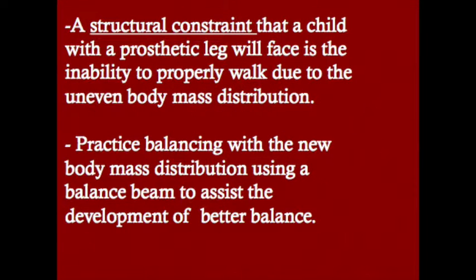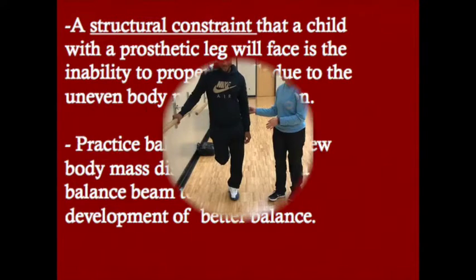A structural constraint that a child with a prosthetic leg will face is the inability to properly walk due to uneven body mass distribution. Practice with a new body mass distribution using a balance beam to assist the development of better balance.